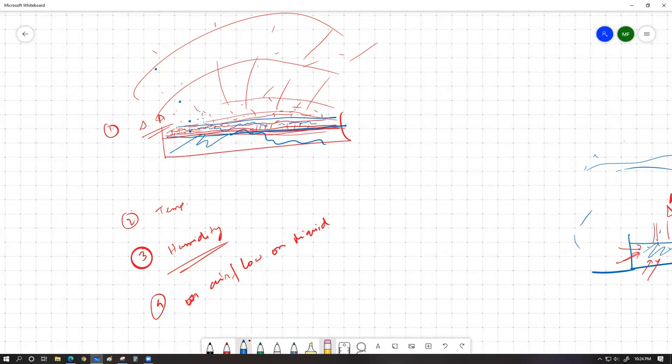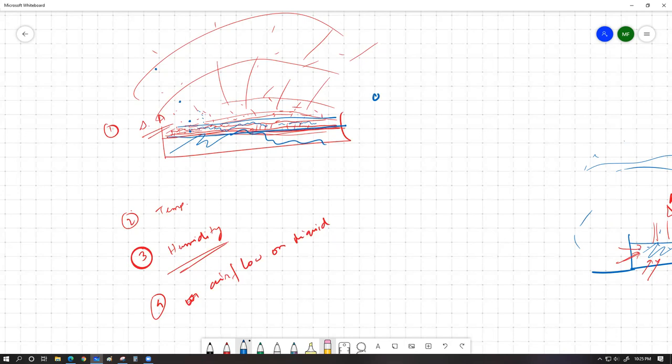So it means that if we allow evaporation in perfectly stagnant air, pretty soon the water level would be covered by quite humid air. Not 100% humid, quite humid air.